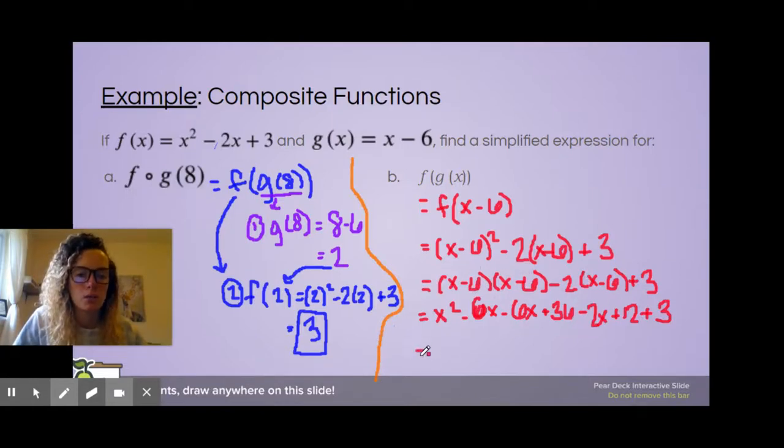And now I'm just going to start combining like terms. x squared doesn't combine with anything. I have -6x, another -6x, so together that's -12x, and a -2x, so -14x. And then I also have this plus 36 plus 15, so that's plus 51 as my final answer.